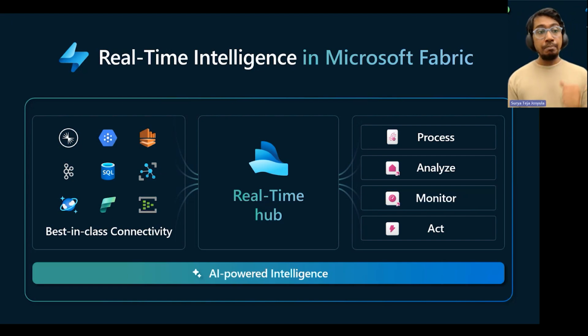Finally, we have AI-powered intelligence. What do we mean by that? Just like other experiences and workloads in Fabric, even in the event house of real-time intelligence, you're able to use the Copilot experience to ask questions in natural language and get back your queries. Inside the event house, you write and do analysis using KQL, Kusto Query Language. If you're familiar with App Insights, Log Analytics, or Sentinel, you might already be familiar with working with KQL.